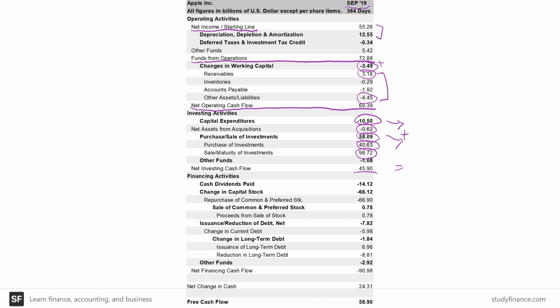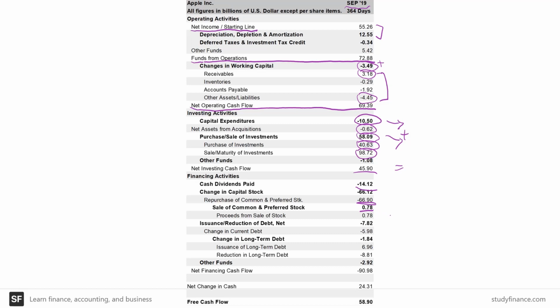So moving on to financing activities, we can see that Apple paid dividends of 14.12 billion, repurchased 66.9 billion of stock, and issued 0.78 billion of common and preferred stock.